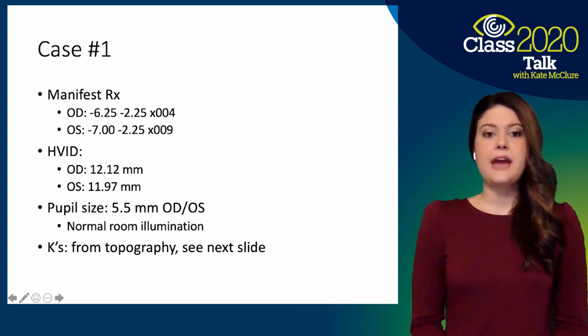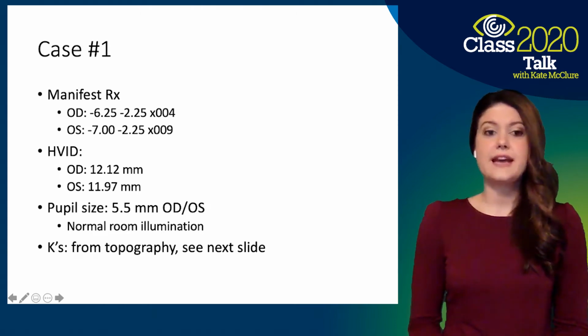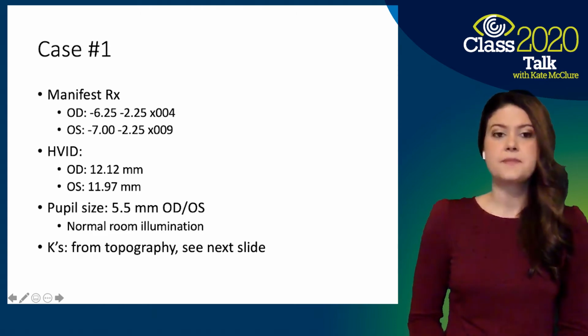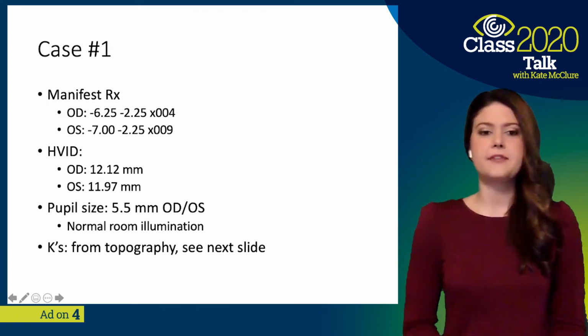Okay, so we have the prescription and then the horizontal visible iris diameter. This is a really important measurement anytime you're prescribing contact lenses. So you can see that the patient's horizontal visible iris diameter is a little over 12 in the right and just under 12 in the left. So average is about 11.5. The patient has normal pupil size.